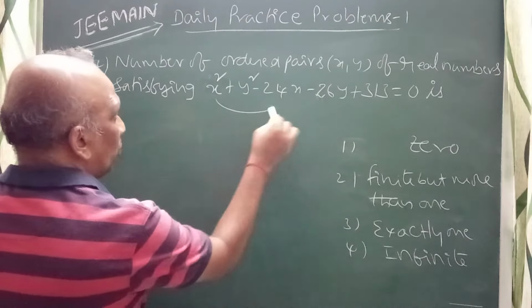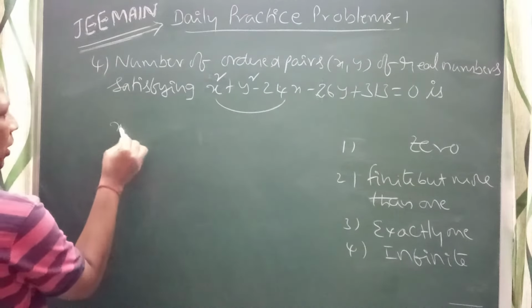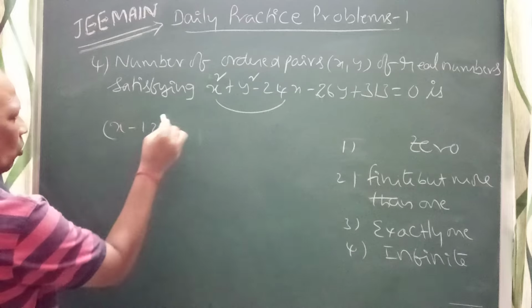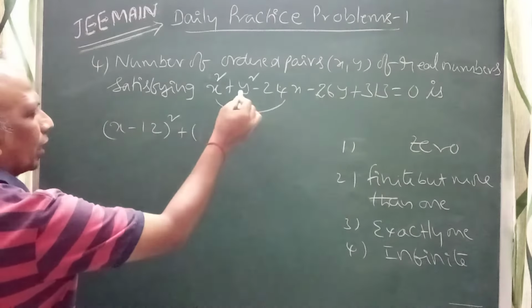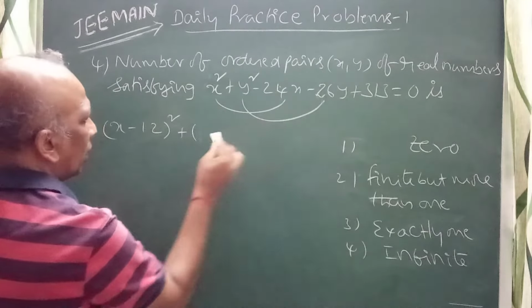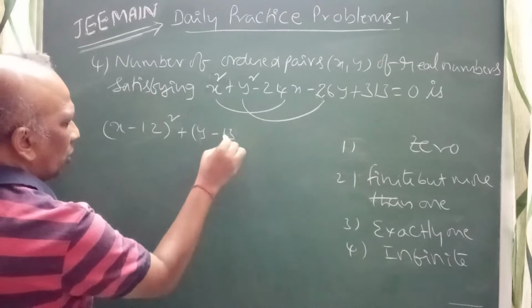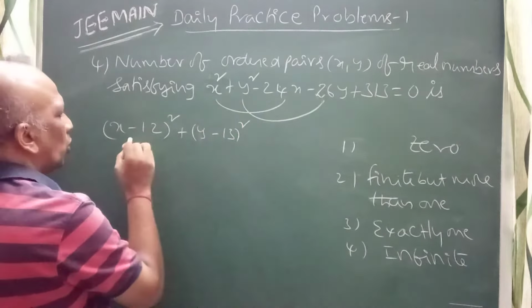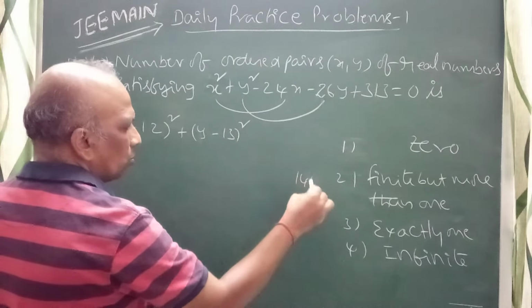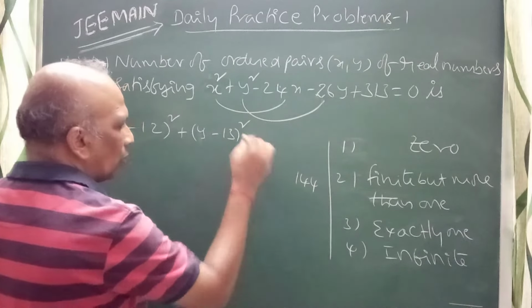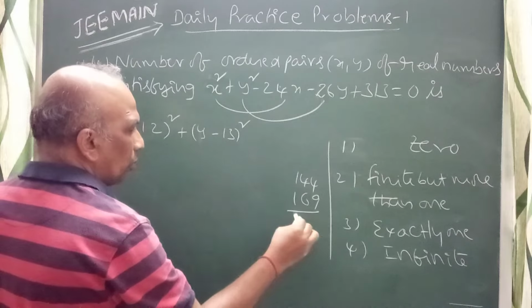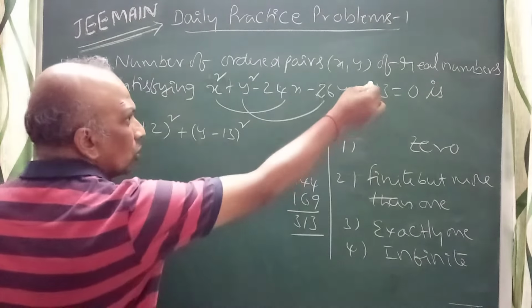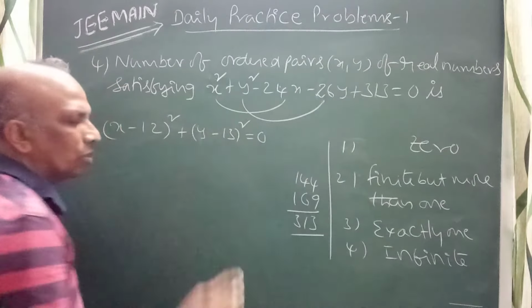x² − 24x can be written as (x − 12)², and y² − 26y can be written as (y − 13)². You can check: x² − 24x + 144, and for y you will get 169. So this should be equal to 313. So this sum equals 0.